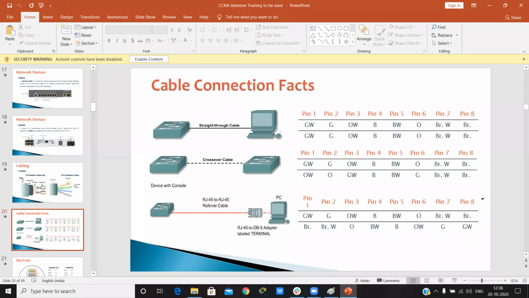Now we have two types of cable: straight through and crossover. Okay, straight through cable is always used to connect different devices like a switch to PC, switch to router, or any other devices. And the crossover is used to connect the same devices.